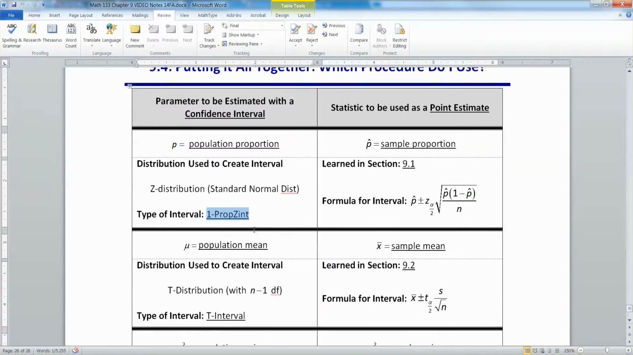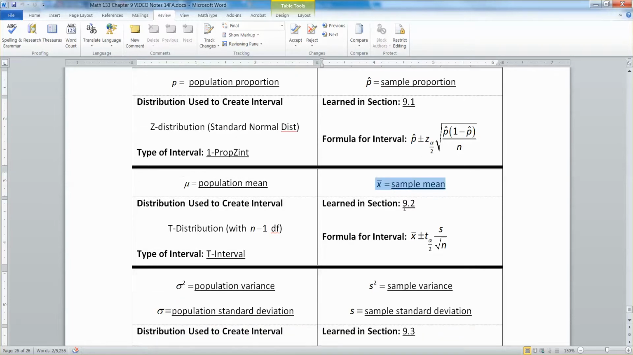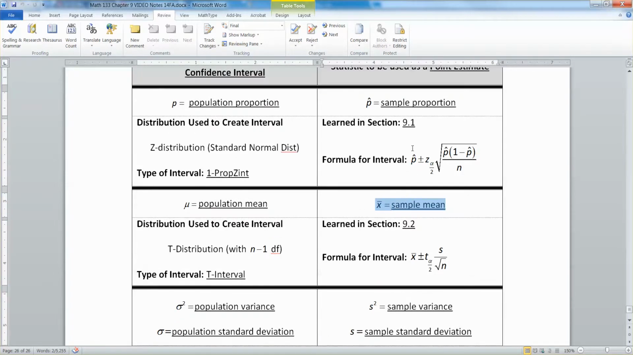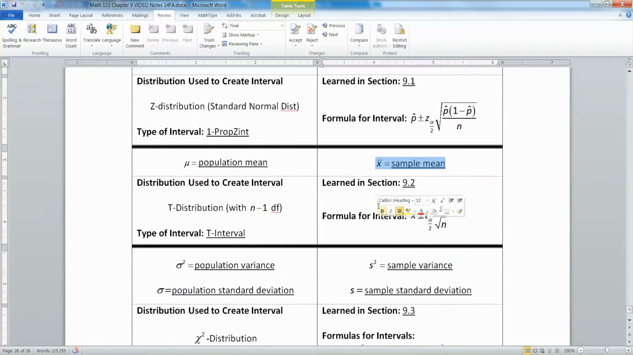Then we learned in section 9.2 the confidence interval for the mean. Now, we didn't have the population mean, and therefore we use the sample mean, which is x bar. That forms the center of our interval. That's called the point estimate. Whereas for this particular one from 9.1, p hat is the point estimate because that is the center of the interval. So the statistic you use as the point estimate is p hat for proportions. It's x bar, the sample mean, for mu, the population mean.